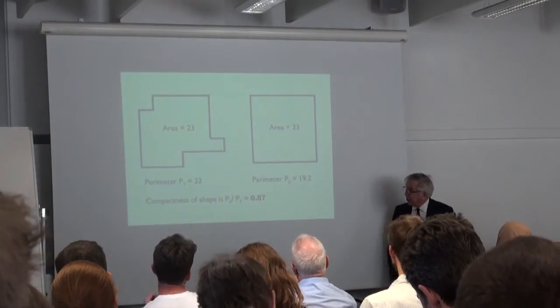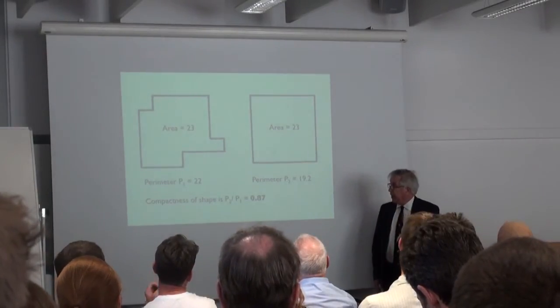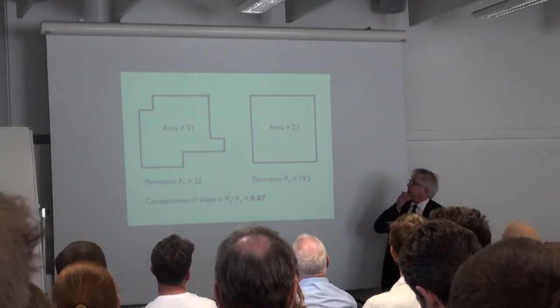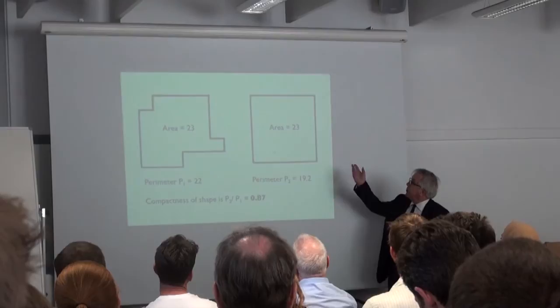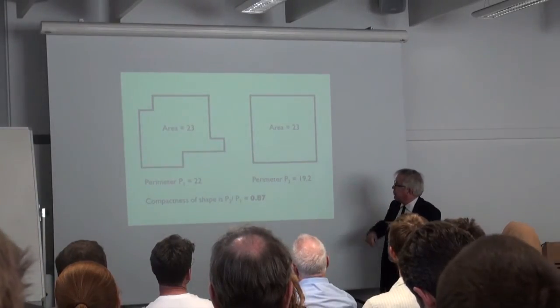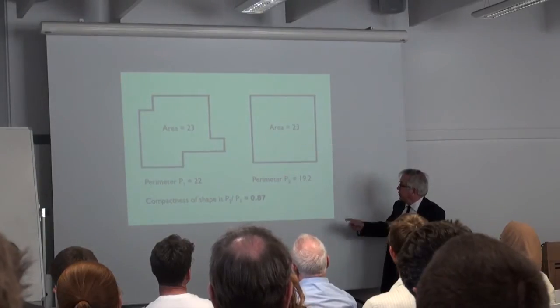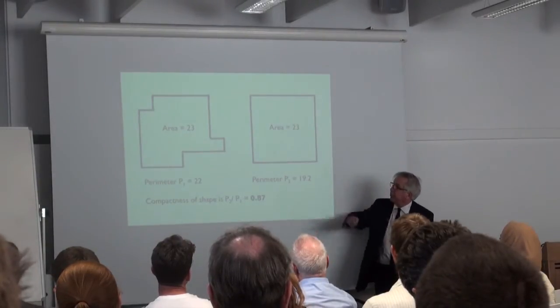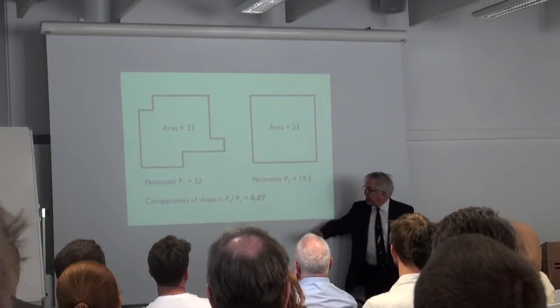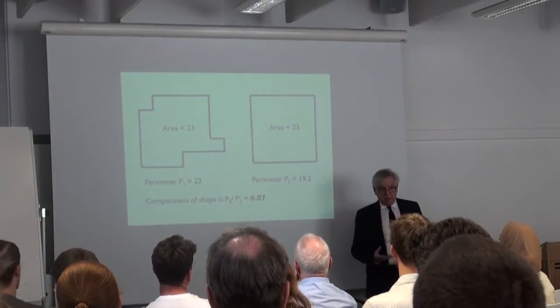Take the shape on the left. It has an area of 23 units. We measure its perimeter. We draw a square of the same area, and we measure the perimeter of the square. Then we divide the perimeter of the square by the perimeter of the shape in question, and we get a value, in this case 0.87, which is a measure of compactness.